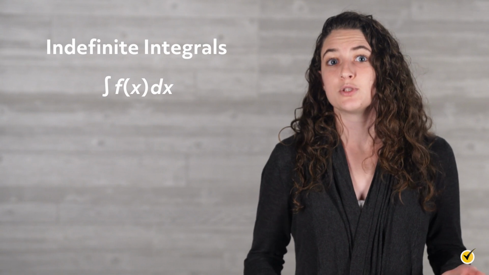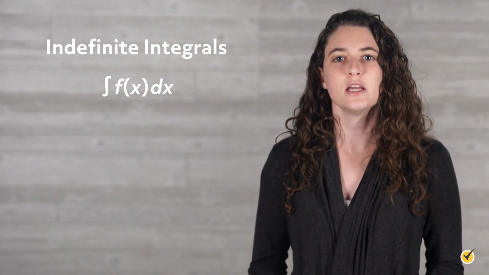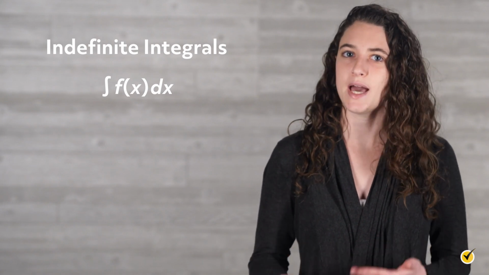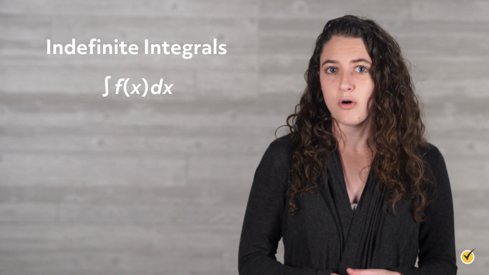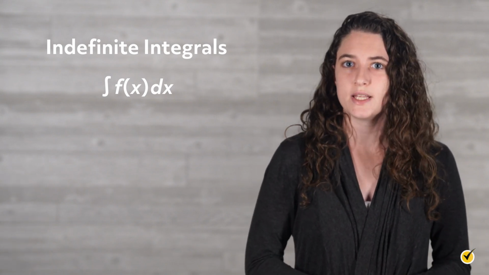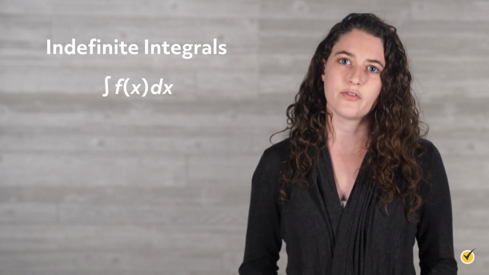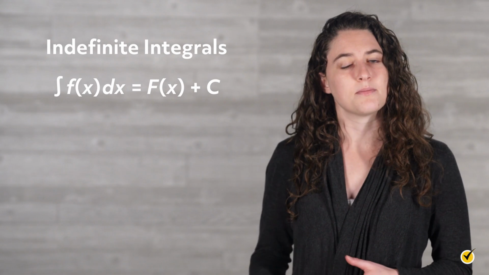The long S shape is what we call the integral symbol, while the letters dx specify that we are taking the integral with respect to the variable x. Every once in a while you may have a problem in terms of some other variable, but they can be solved in the same way. As we have discussed, the antiderivative or indefinite integral of some function f of x with respect to x is big F of x plus a constant c.